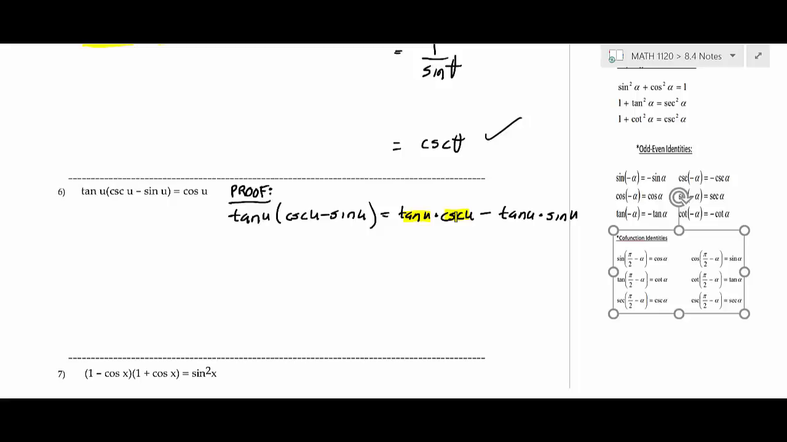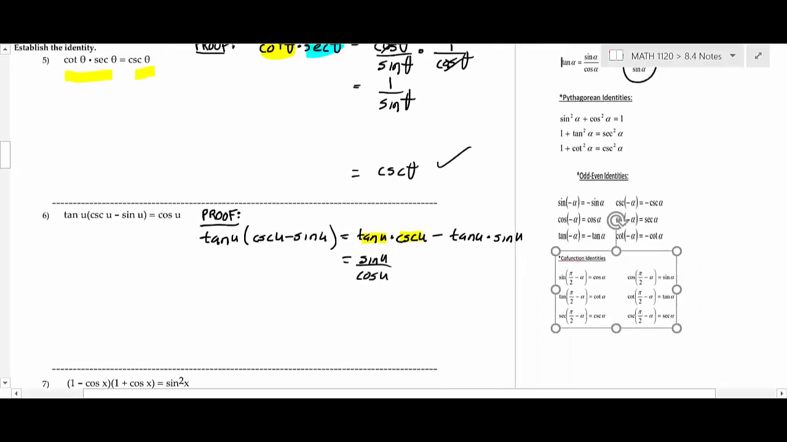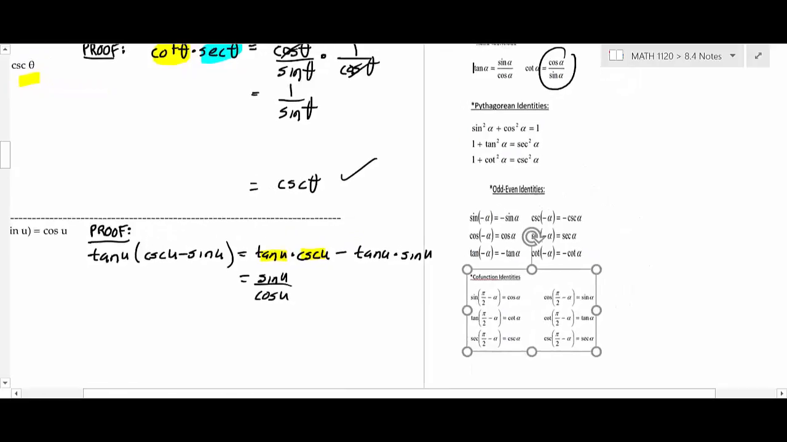Sine over cosine. Okay, that's one identity. Look at them if you need to. So this one is going to be sine u over cosine u. That's an identity. You're going to use it all the time. I'll put my identities over here so you can see them a little bit better.